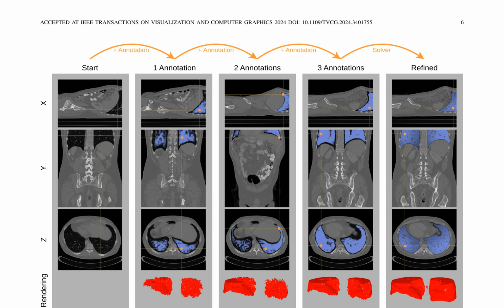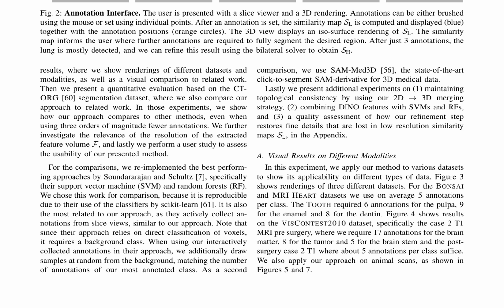A quantitative evaluation is performed using the CTORG segmentation dataset, where the proposed approach is compared to related work, specifically the support vector machine, SVM, and random forests, RF, methods by Soundararajan and Schultz. The comparison is fair, as the re-implemented approaches utilize the same classifiers from scikit-learn. Notably, the proposed method achieves comparable results with 3 orders of magnitude fewer annotations.